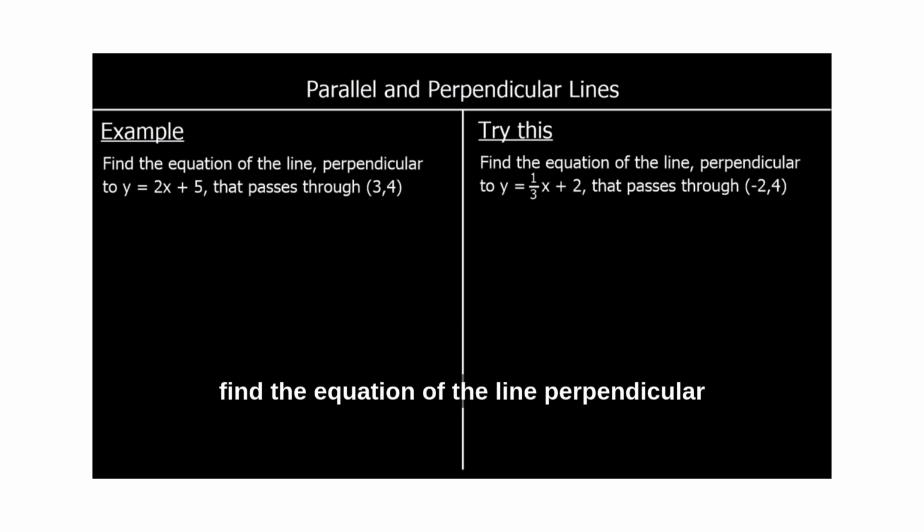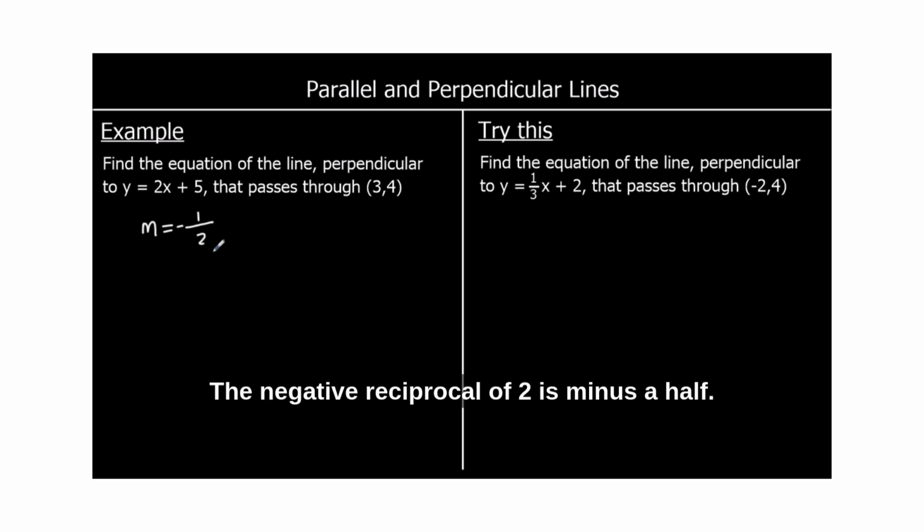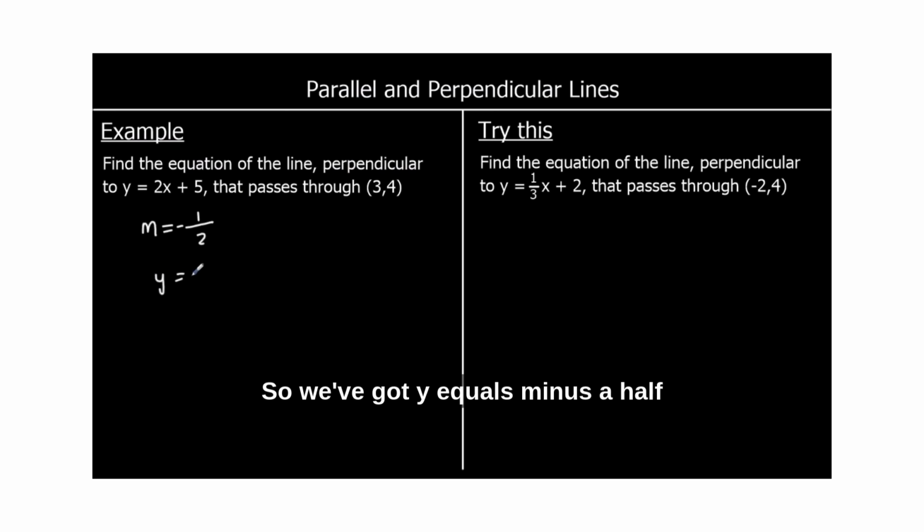Another example, find the equation of the line perpendicular to y equals 2x plus 5 that passes through (3, 4). So we want the perpendicular gradient this time, so the negative reciprocal of 2. Flip it over and change the sign. The negative reciprocal of 2 is -1/2. So we've got y equals -1/2 x plus c.